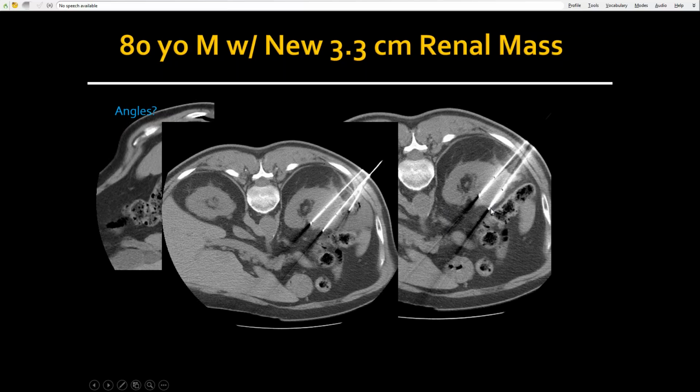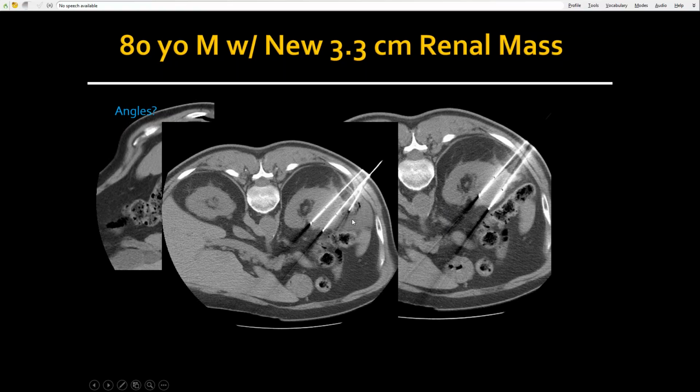And if you see here on this particular picture, you can see one of the probes is very close to a loop of bowel, and you have to be very careful with getting bowel out of the way when you do these treatments. So one way to do that is to do something called hydrodissection, which is utilizing saline to push the bowel out of the way.